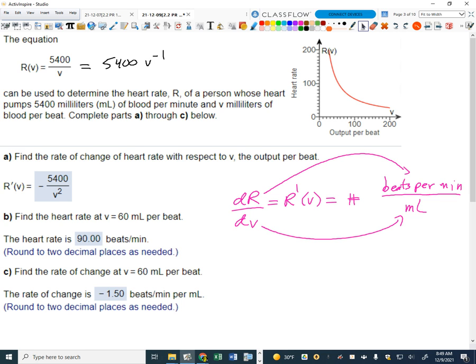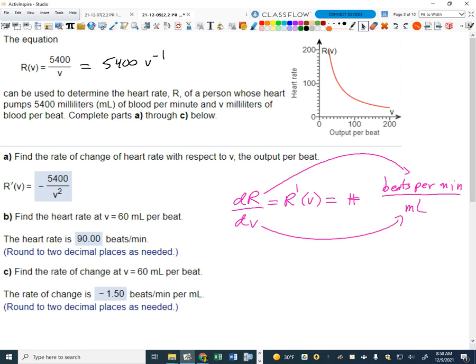If V is the blood per beat, the output per beat, this is what's predicting that. As the output per beat increases, the heart rate is going to decrease a little bit, isn't it? If each beat is more efficient, then it takes fewer beats to push this 5,400 milliliters per minute. So there's one application.